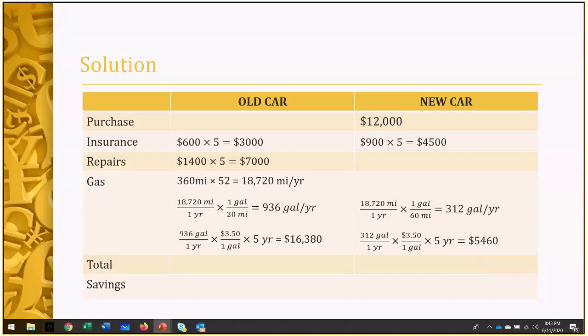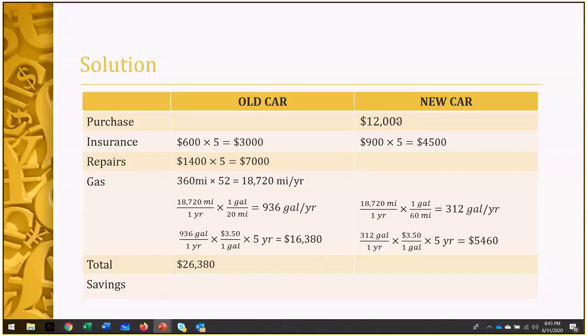So now I've got all of my different expenses all broken down. And then I'm going to add it all up and see what's the total to own the car for 5 years for the old car, and what will it cost me to own the new car over 5 years. So my total for my old car was the $3,000, the $7,000, plus the $16,380. That gave me this total.